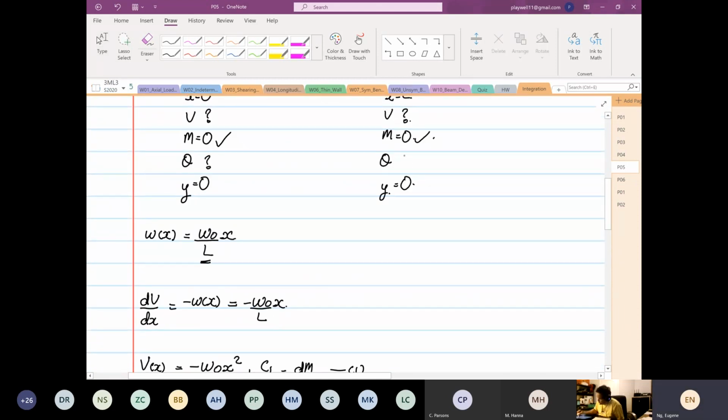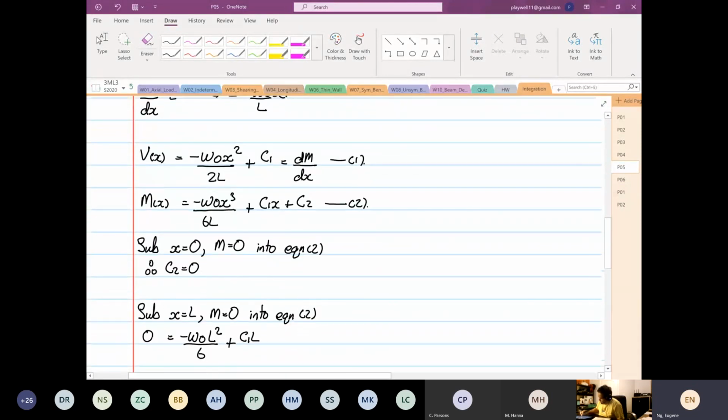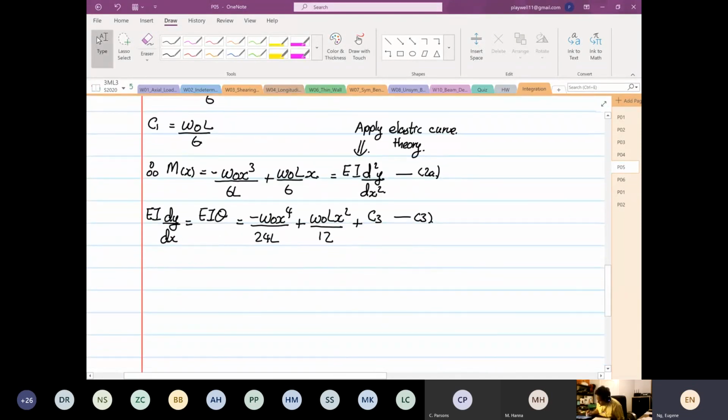Then we go for EIY. So this is equal to minus omega naught x^5 over 120L, 24 times 5, yep, it's 120L, plus omega naught L x cubed over 36, plus C3x plus C4. So this is your equation number 4.